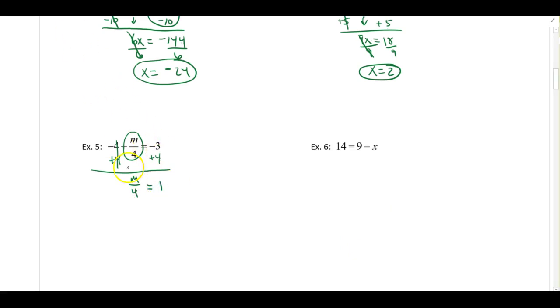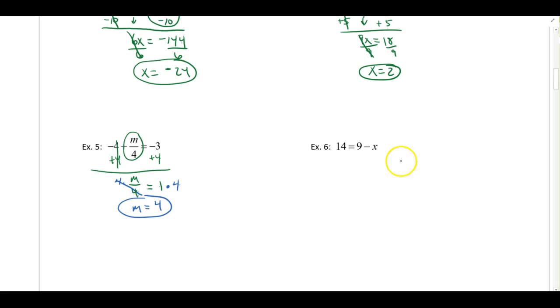Now remember, if I have something linked by division, how do I undo it? I undo it using multiplication. And I always multiply both sides by the denominator. Multiply by 4, those cancel out. I bring down my m equals, multiply this by 4. 1 times 4 is 4. And I have m all by itself now. m is equal to 4.